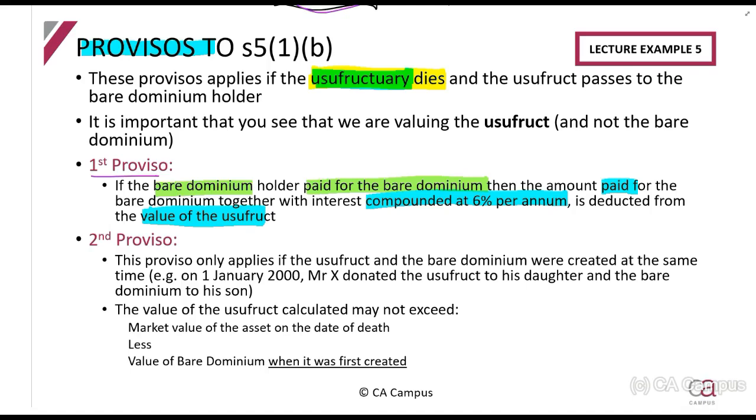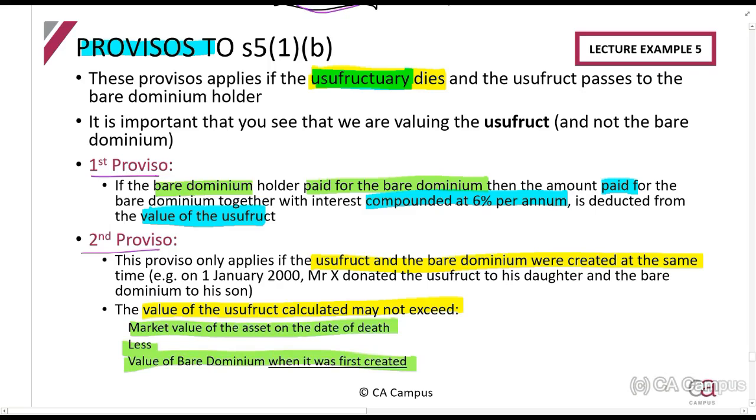Okay, the second proviso, guys, and this one is a bit more challenging. The second proviso says, if the usufruct and the bare dominium were created at the same time, and now the person who has the usufruct dies, then the value of the usufruct may not exceed the following amount: the market value of the asset on the date of death less the value of the bare dominium when it was first created. Okay, so that's the little formula. Again, you'll see this in the lecture example.